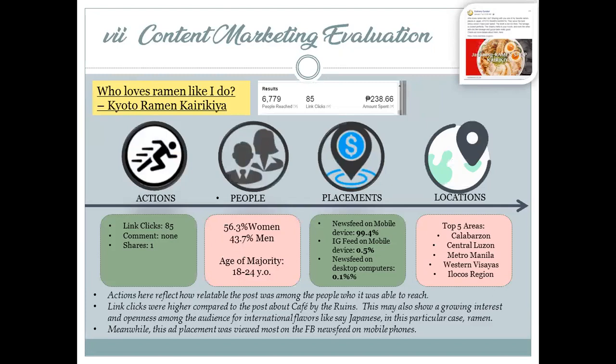See, link clicks were higher compared to the Cafe by the Ruins post, but this may also show a growing interest and openness among the audience for international flavors, like say Japanese, in this particular case ramen. Meanwhile, this ad placement was still most viewed on Facebook newsfeed and still on mobile phones. So it's very evident that mobile phones are the most popular channel for awareness these days. I think it was also mentioned by Jonathan Hawson during his talk with us.